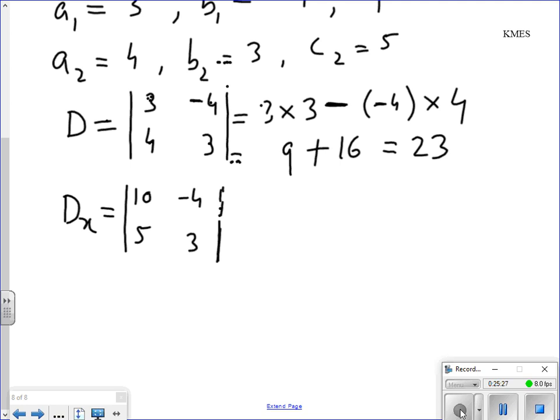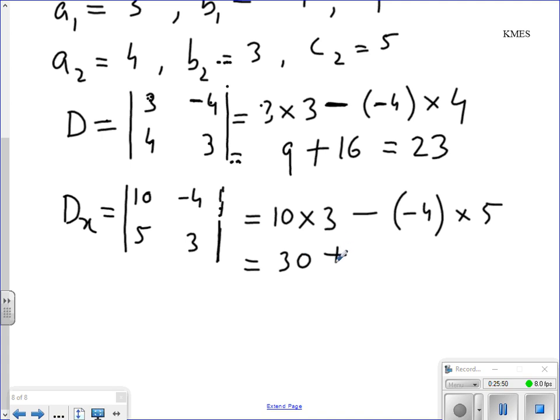Now let us find the value of this determinant. We already know how to find the value of the determinant. This will be equal to 10 multiplied by 3 minus, which comes from the formula, minus 4, that is the value of B1, multiplied by 5. So we have 30, minus of minus gives us plus, 4 5s are 20. Thirty plus 20 comes out to be 50.